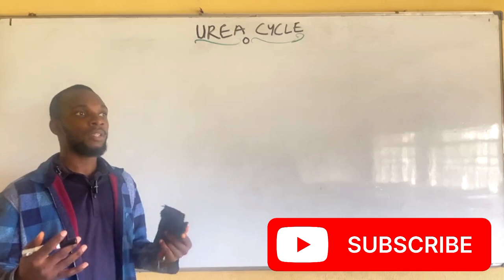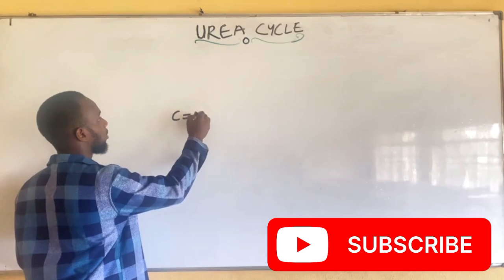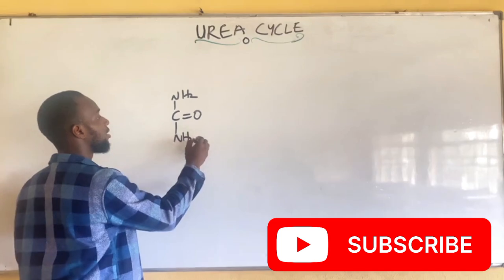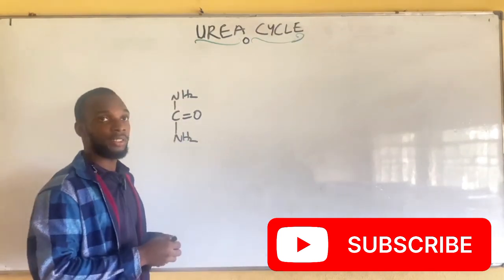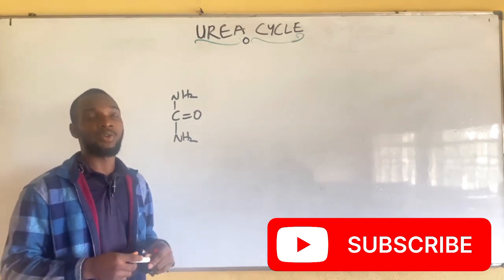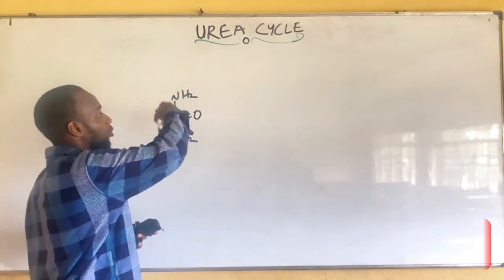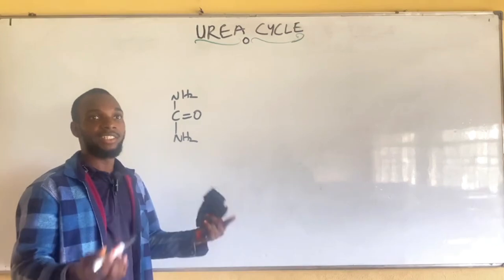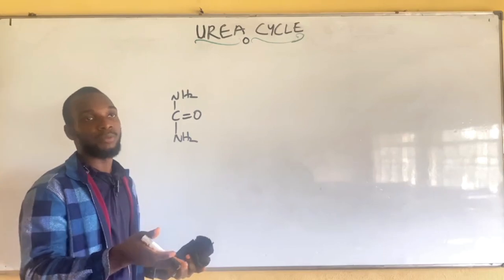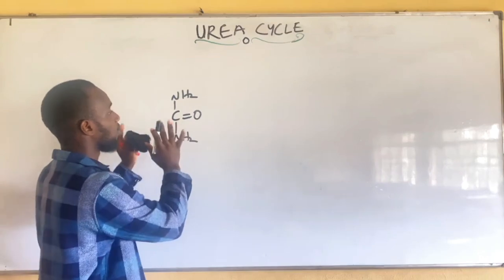So let me draw the chemical structure of urea. As you can see, there are two amino groups in urea. When these amino groups are not reused for the synthesis of new amino acids or other nitrogenous products, they will be channeled into the production of urea through the urea cycle. When they are synthesized through the urea cycle, they will enter the bloodstream, pass to the kidney, and then be excreted in urine. So this is the chemical structure of urea.